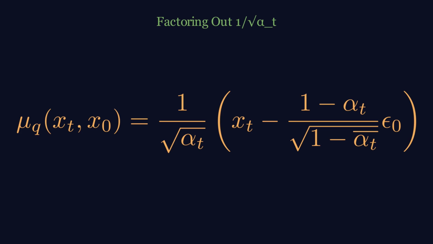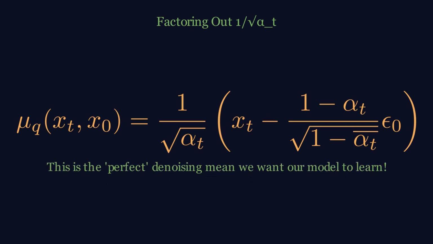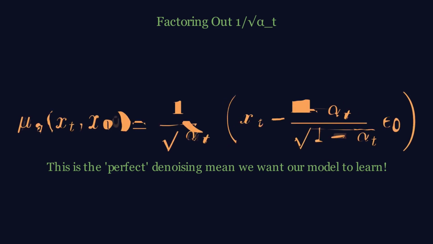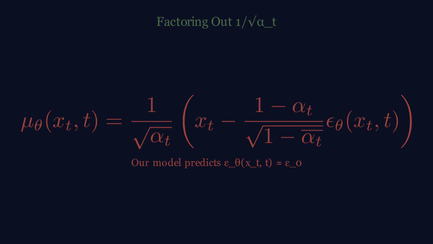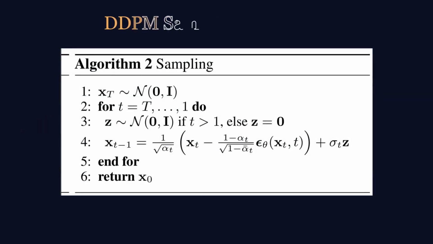The mean is the scale factor times current noisy image xt minus the predicted noise weighted by 1 minus alpha t over root 1 minus alpha t bar. This is the perfect denoising mean our model needs to learn. Our neural network will model this by predicting epsilon theta. Now we can write the practical sampling algorithm.